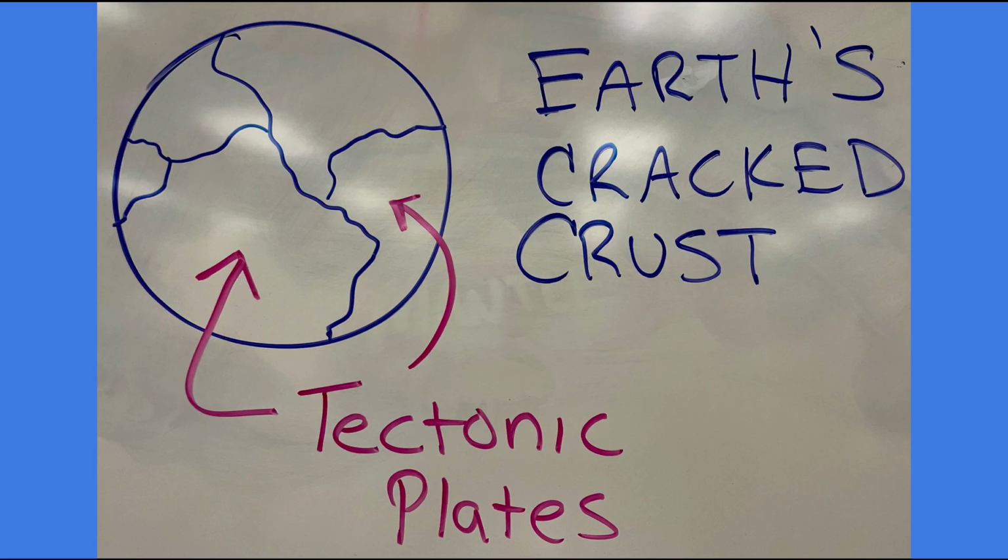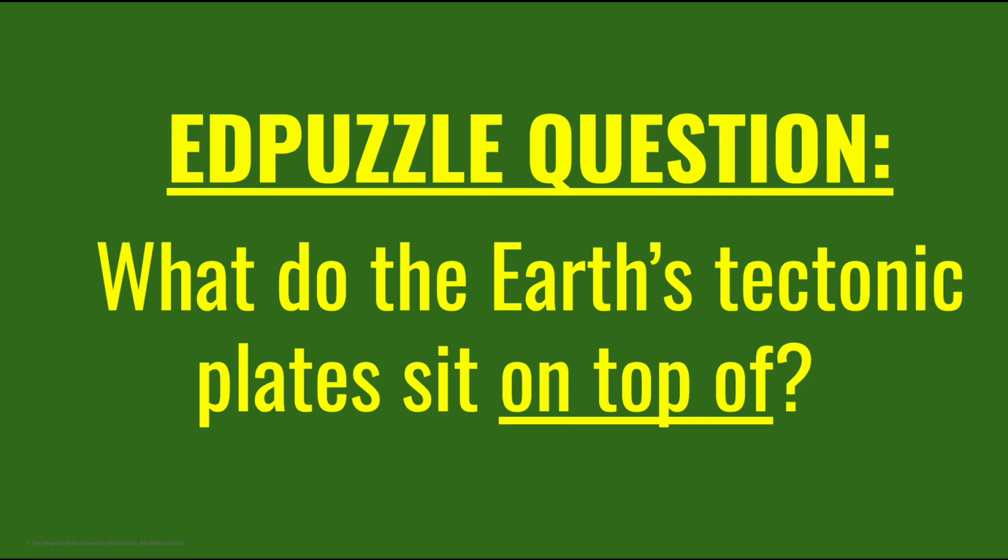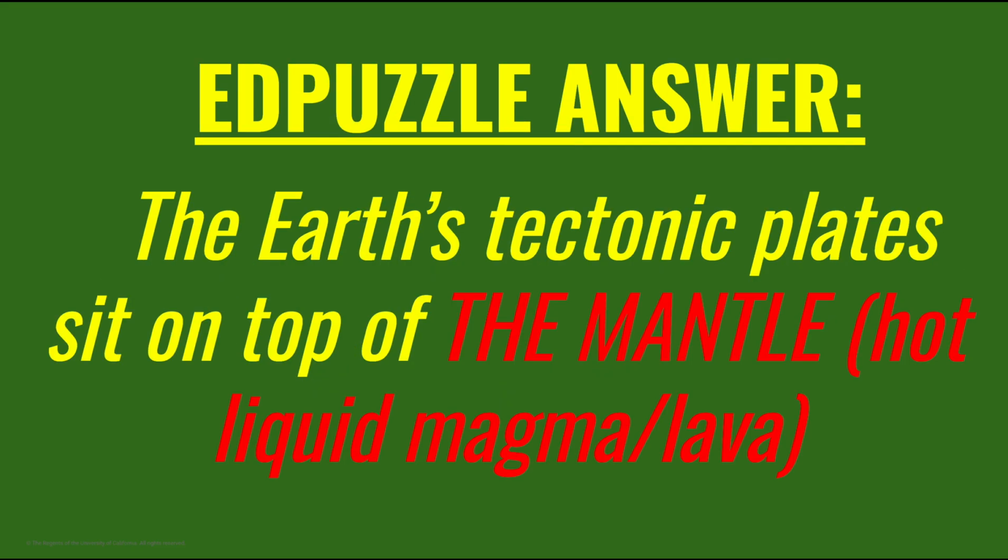Okay, now that you sketched that and labeled it in your notes, let's continue. Please answer this Edpuzzle question. What do the Earth's tectonic plates sit on top of? Answer that question now. Okay, now that you answered it, the answer hopefully was easy. The Earth's tectonic plates sit on top of the mantle, which is hot liquid magma or lava. Very good.